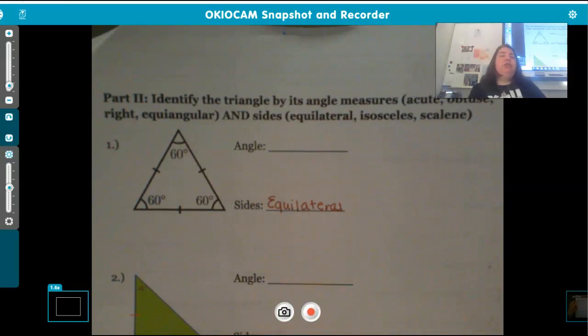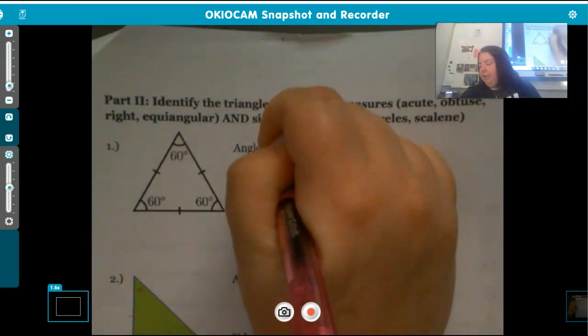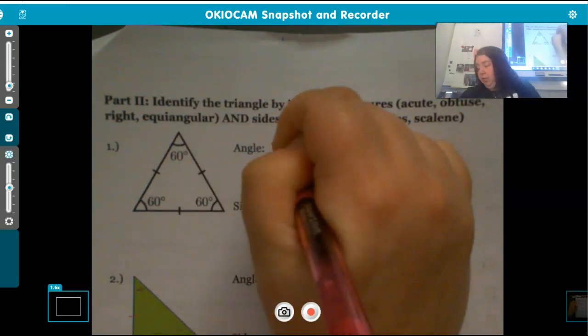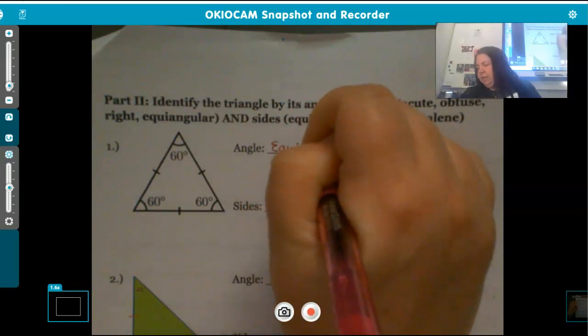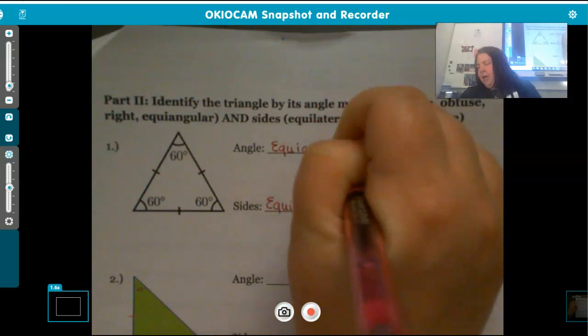So here's, hold on, don't laugh. We could say acute, but there is one that is a better fit. You are right. This is an acute triangle, but equiangular is the better fit because they're all the same. But you could also say acute. So I was 80% right.